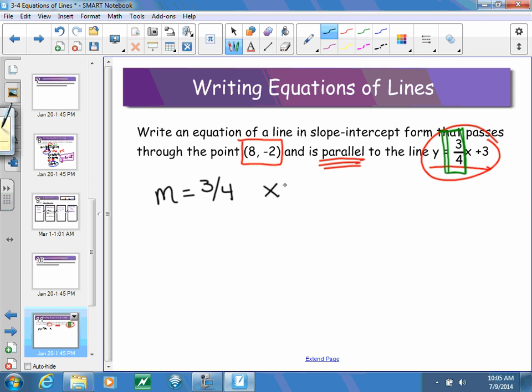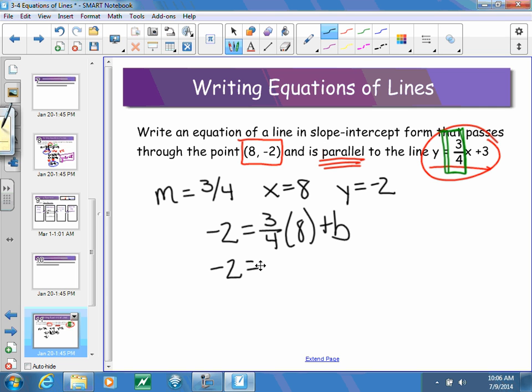Since we're going through the point of 8, negative 2, x is going to be 8, y is going to equal negative 2. And now we have all the information that we need to come up with our equation. So negative 2 is equal to 3/4 times 8 plus b. This is just coming up with our equation that's going to go through a different y-intercept. It's not going to go through 3. It's going to go through a different y-intercept, and it'll be parallel because it has the same slope.